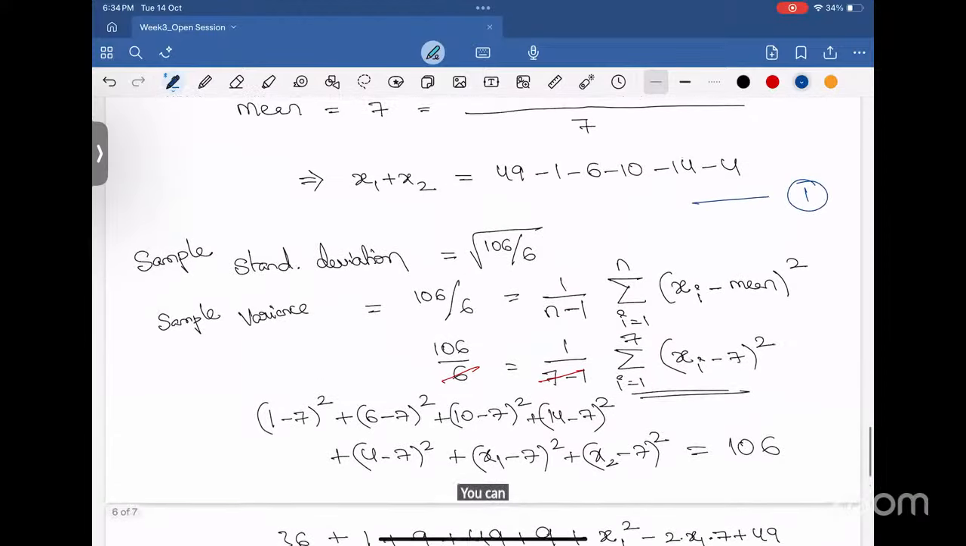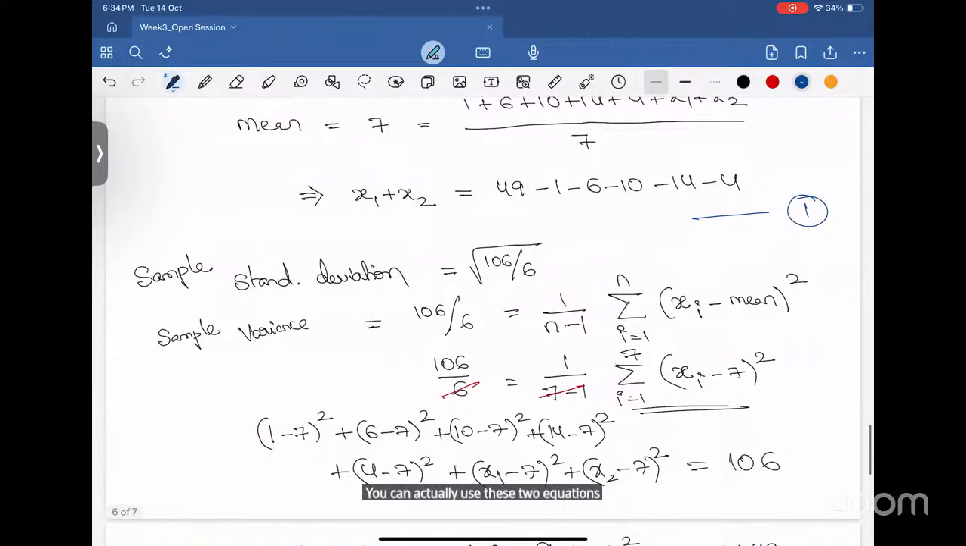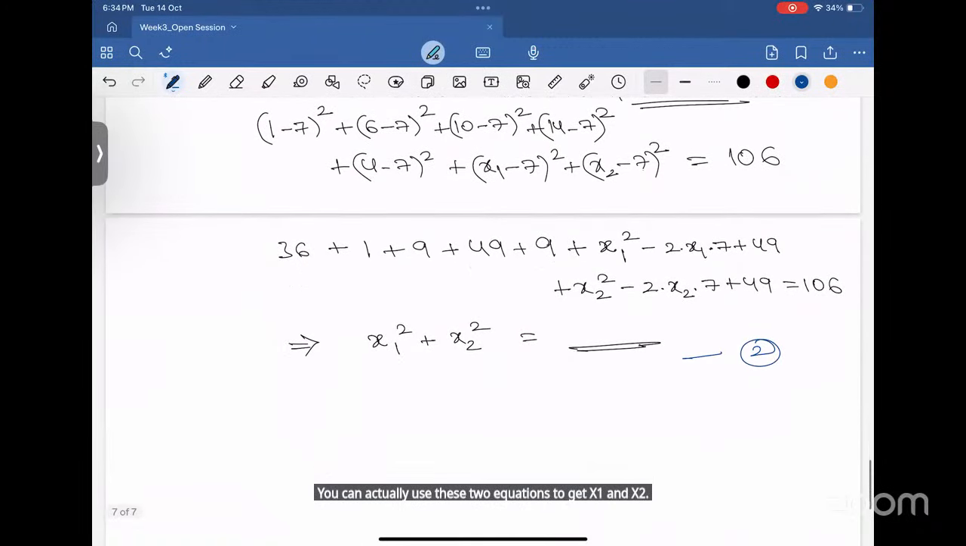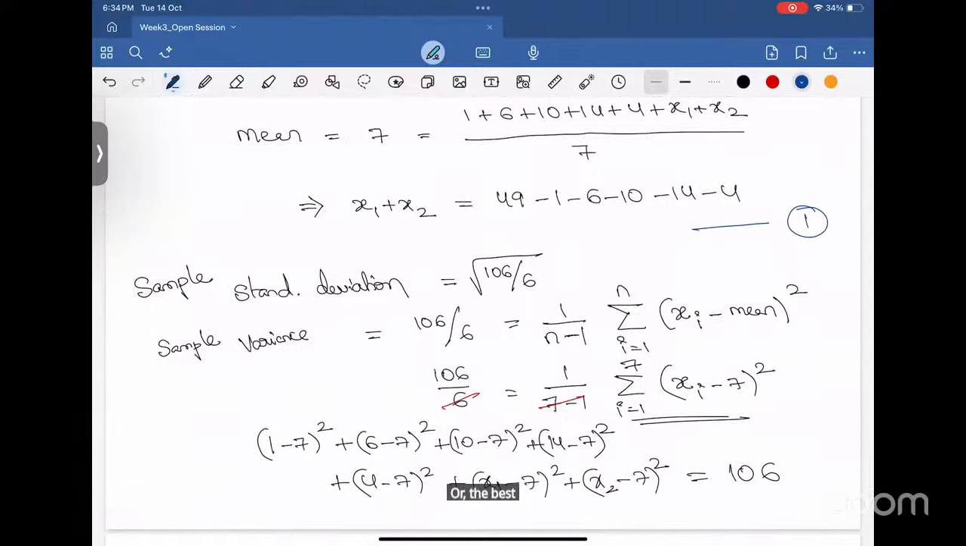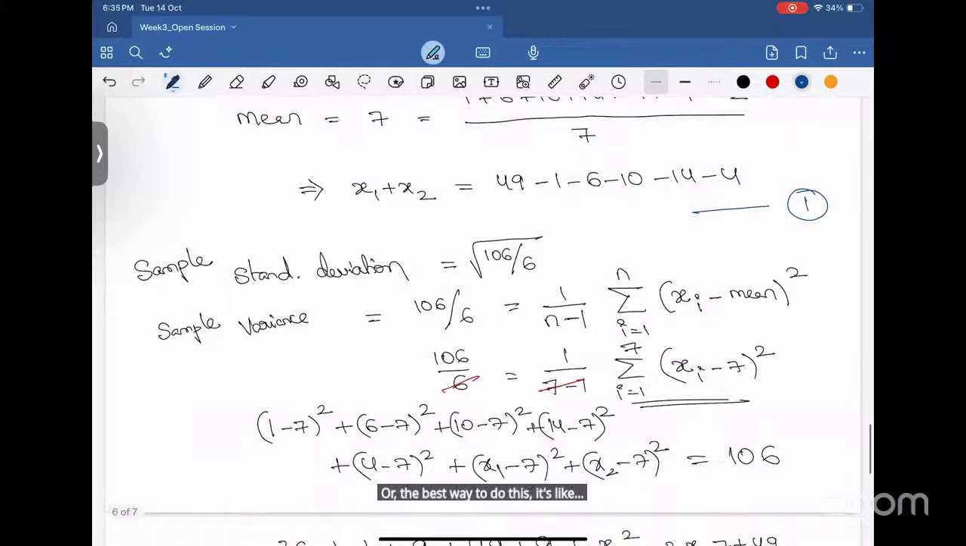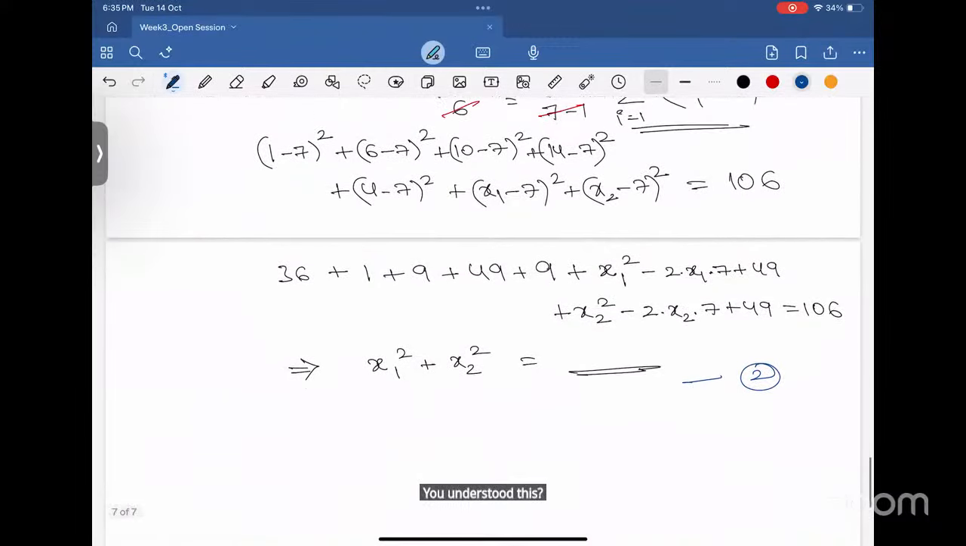You can actually use these two equations to get x1 and x2. You can do it like that, or the best way to do it is... did you understand this? Yes, sir. If you understood this, this is the hard way of doing this.